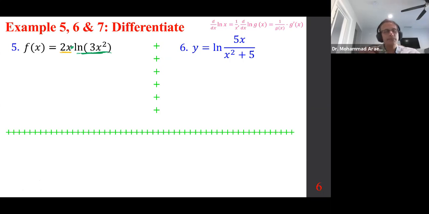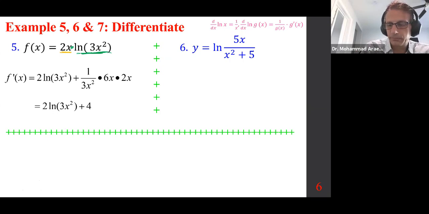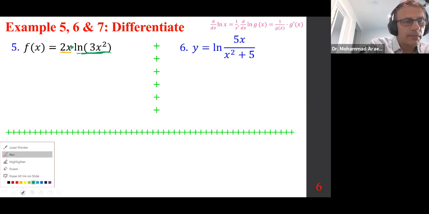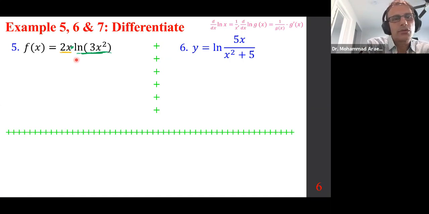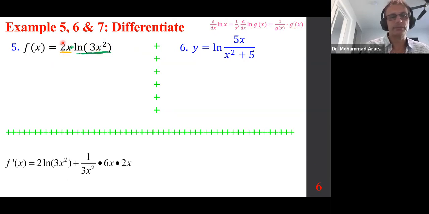Let's do that, everybody. So 2x gives you 2 times ln of 3x squared. But what about ln of 3x squared? We are going to use ln of g of x. How do you differentiate that? Flip it over, 1 over 3x squared. Okay, 1 over g of x, 1 over 3x squared, times g prime of x, the derivative of 3x squared, which is 6x. And because of the product rule, times 2x.